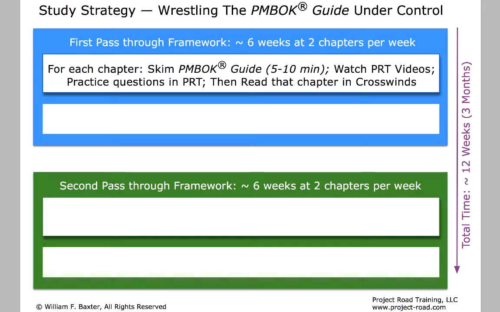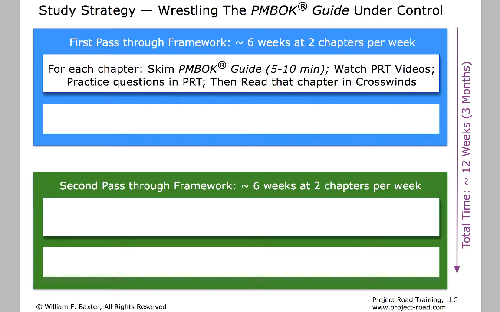First, for each chapter, just do a skim, a super quick, light skim of the PMBOK guide. I mean, just 5 or 10 minutes for a chapter. And then study the videos in my e-learning course, PRT, short for Project Road Training. Study those videos carefully, do the practice questions for each knowledge area in my e-learning course, and then read that corresponding chapter in the Crosswind study guide. And in the Crosswind study guide, the text there will be much easier to understand, and it'll point out the important concepts from the PMBOK guide. So this is a good way to lay down that foundation.